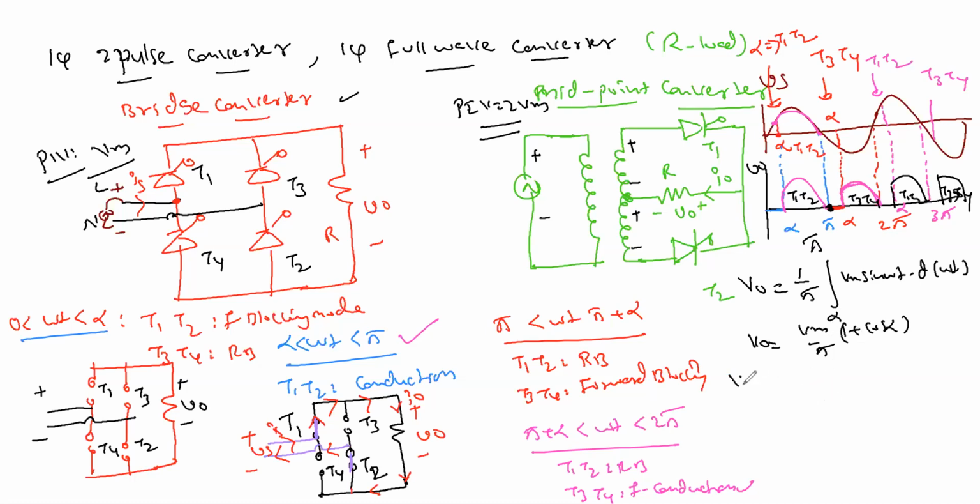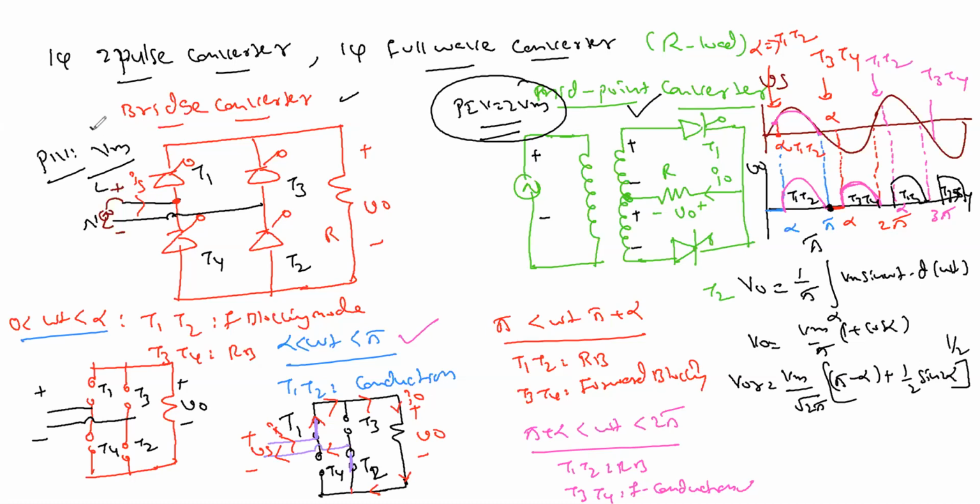So V naught or RMS voltage, you can keep it the same thing. I'm just directly writing the value, we know we have done this. Vm by root 2 pi, pi minus alpha, 1 by 2 sin alpha, under root. Okay. Yeah, as I mentioned, please copy this one. Peak inverse voltage for midpoint converter is 2 Vm, and for bridge converter it is Vm.